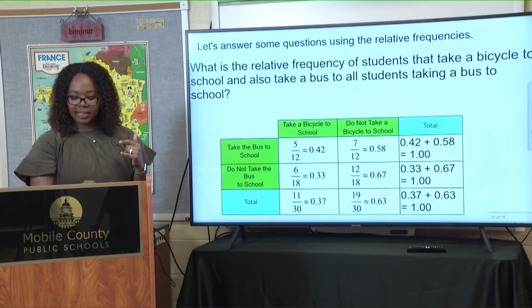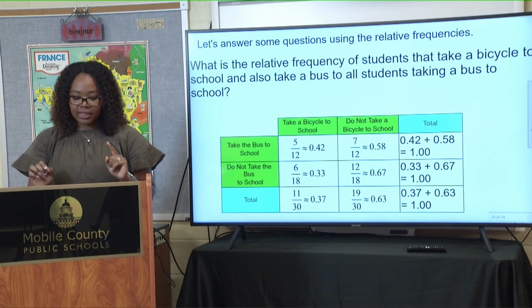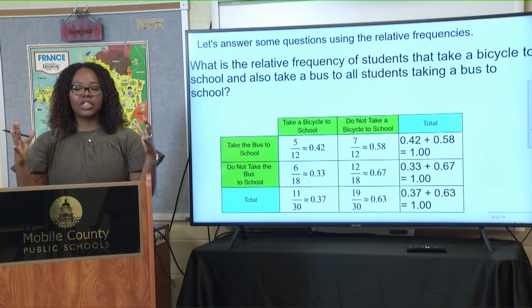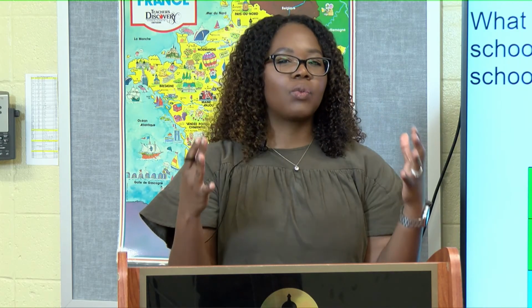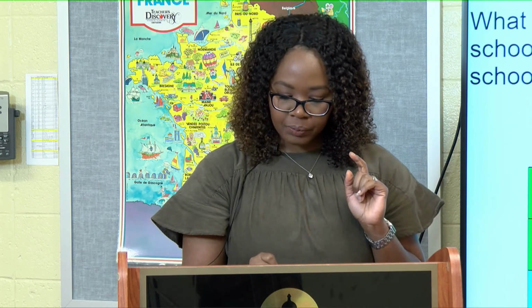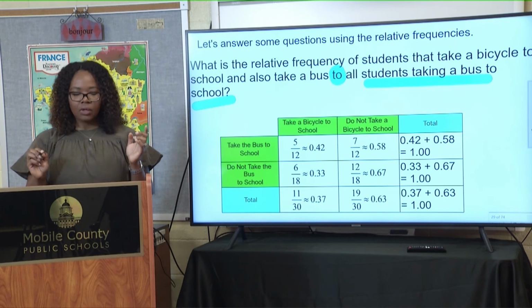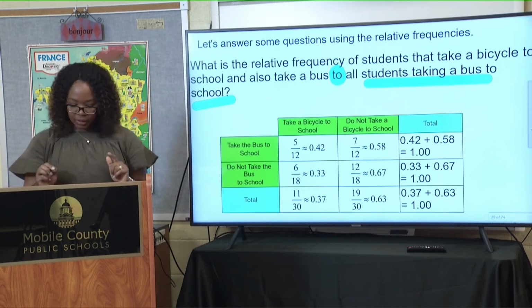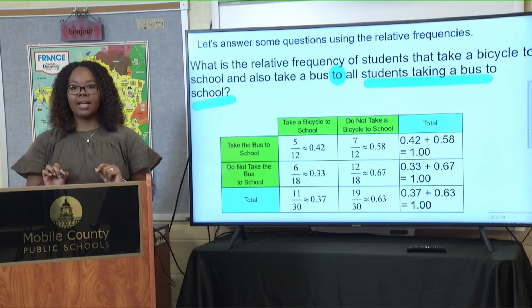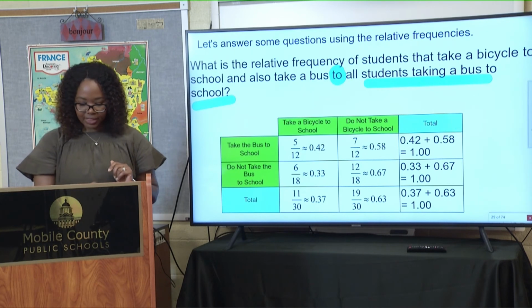What is the relative frequency of students that take a bicycle to school and also take a bus to school to all students taking a bus to school? If you can remember back to some of the terms we use for ratios when we're trying to compare data, if we're given words, we typically look for the keyword "to." So I'm just going to highlight that. To what? To all the students taking a bus to school. Well, how many students are taking a bus to school? We have 5 that take a bus and a bike, 7 that take a bus but do not take a bike. 5 plus 7 is 12. So our subtotal will be 12. And I'm going to write that off to the side.